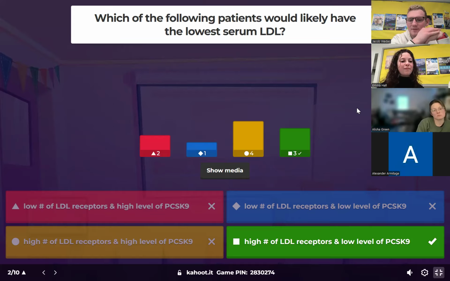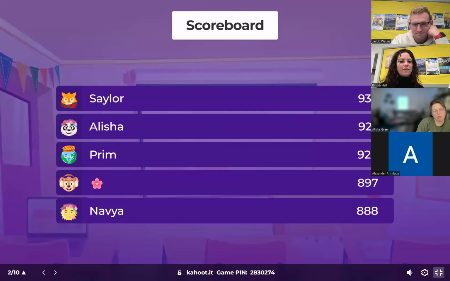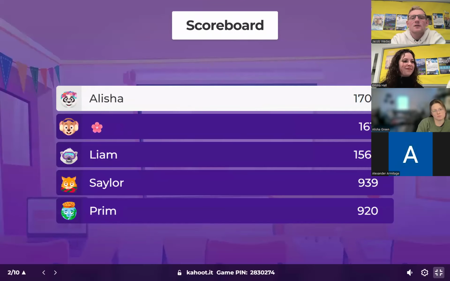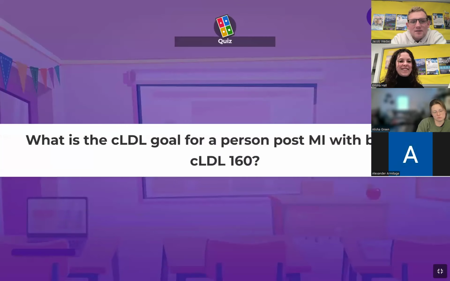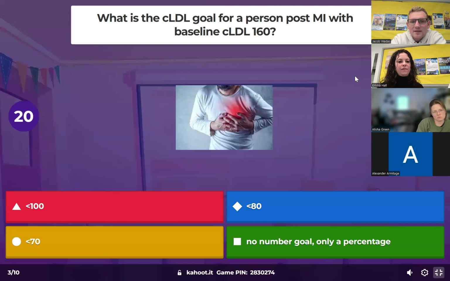They're trying to inhibit the PCSK9. Nice. Good job. Good stuff, guys. What is the LDL goal for a person post MI with a baseline LDL of 160?